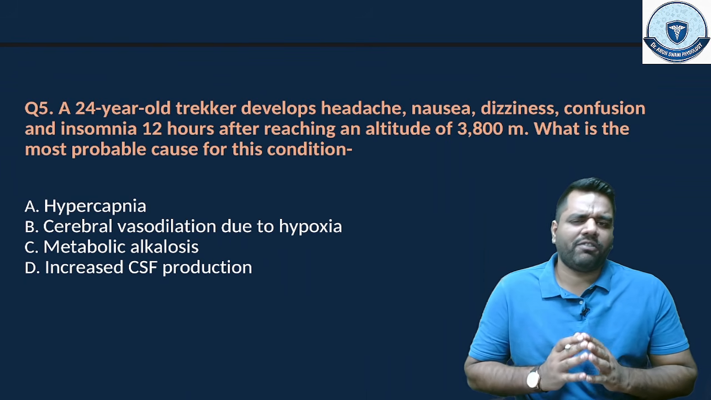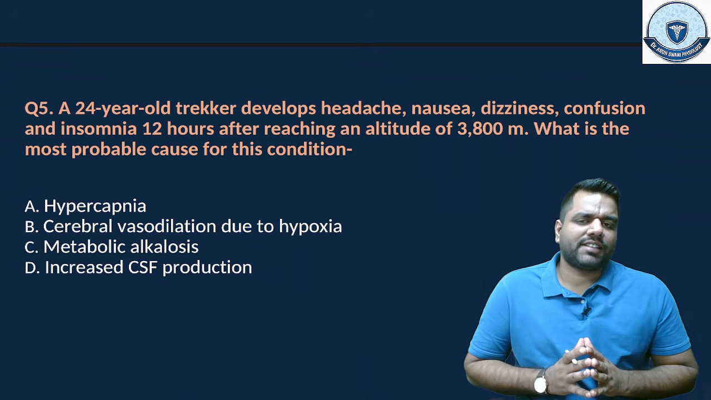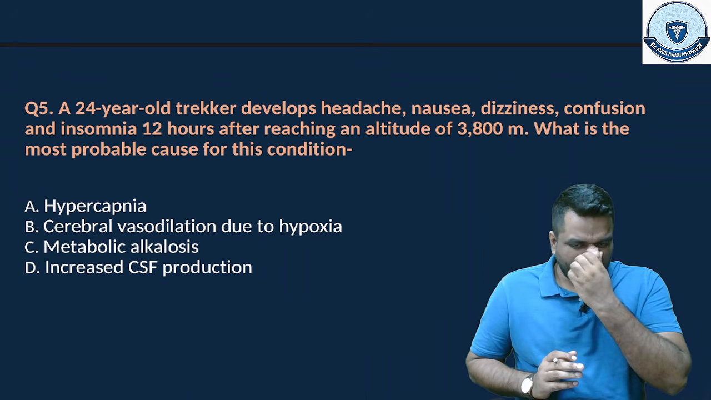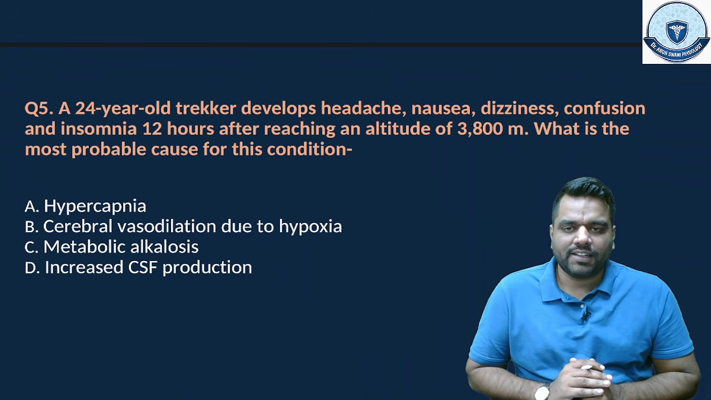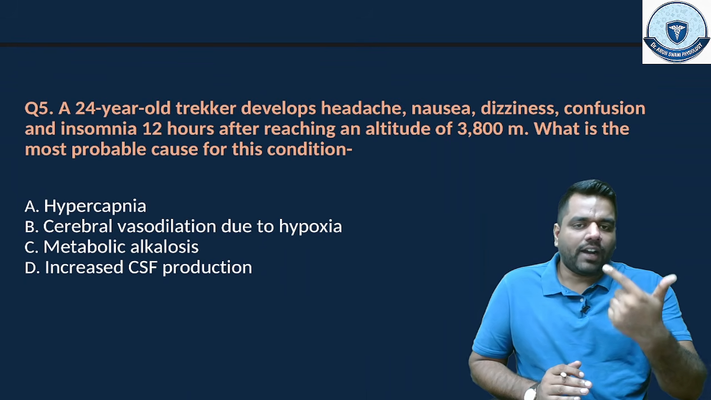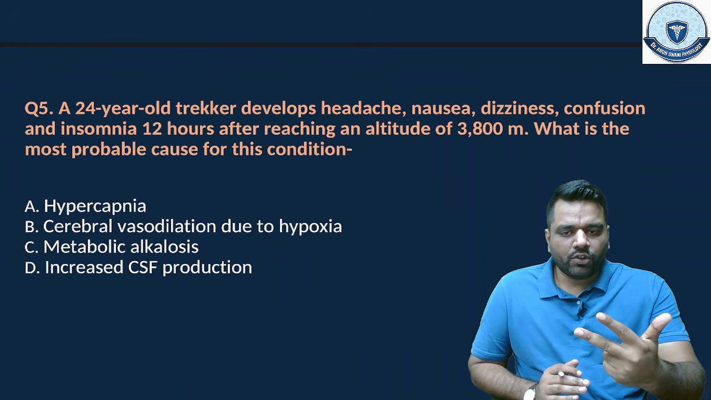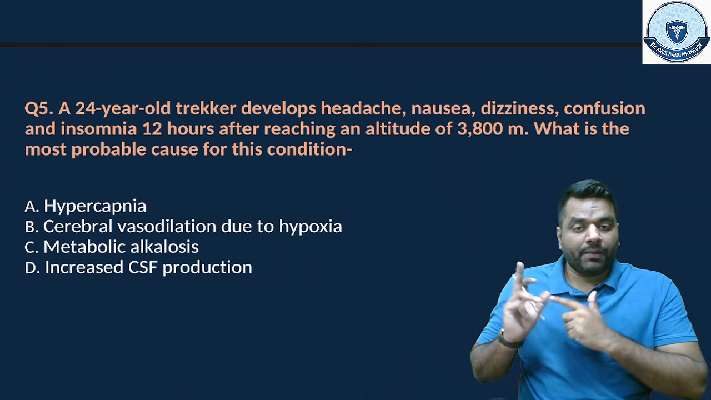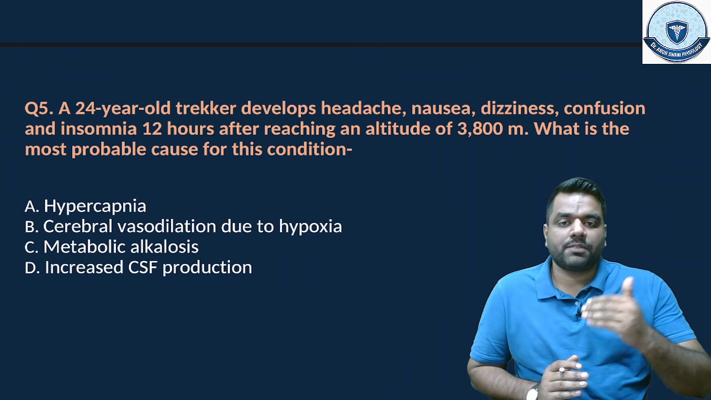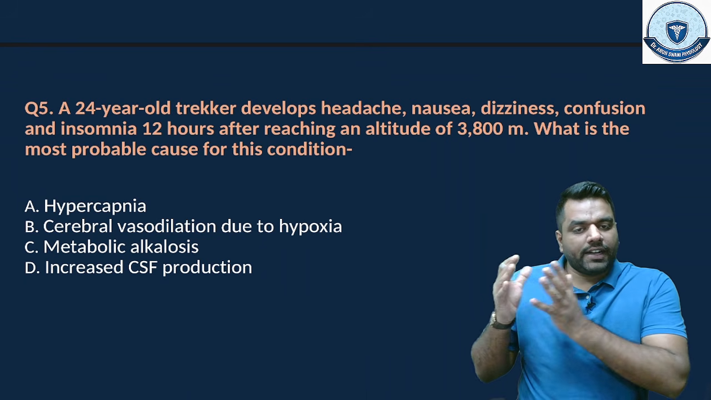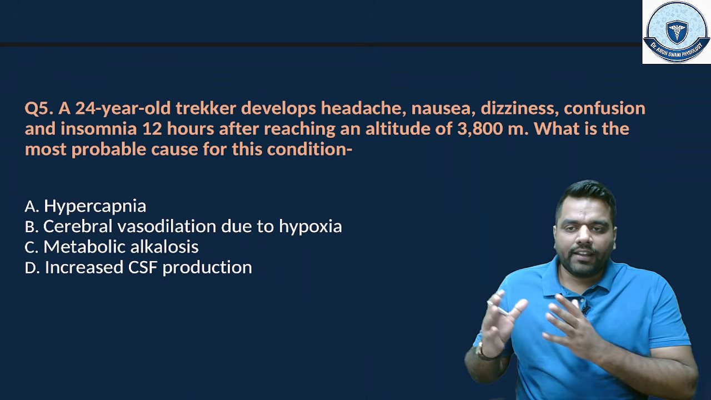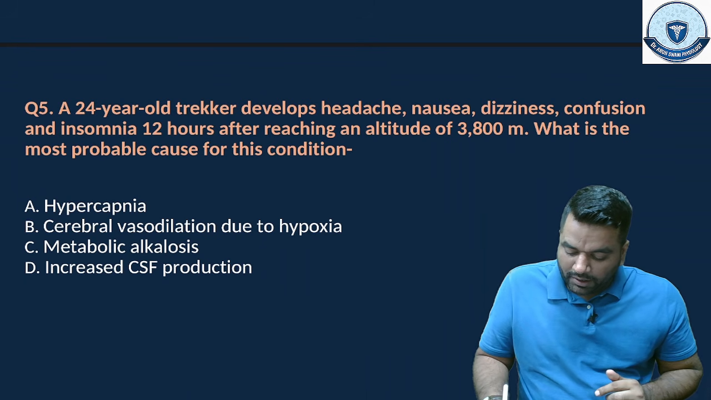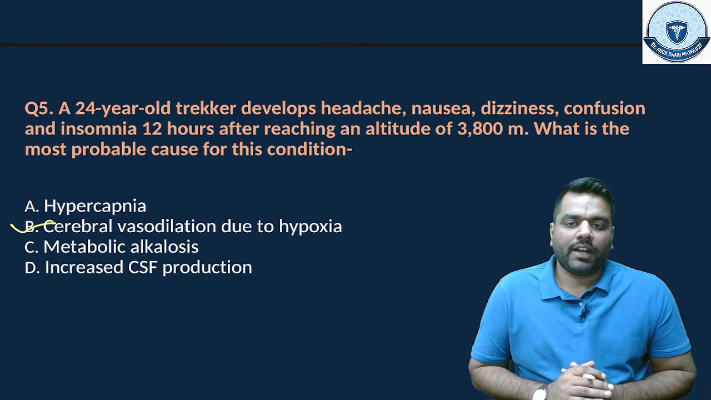Guys, this is one of the most frequent MCQs repeatedly asked in your FMGE examination or in the NEET PG examination. Guys, there are three conditions related to mountain sickness: acute mountain sickness, high altitude cerebral edema, high altitude pulmonary edema. So guys, you have to understand all these three conditions. Previously, I also made a special video on this mountain sickness condition, so you can watch that video also. And here you have to identify the right answer. The right answer of this question is cerebral vasodilation due to hypoxia.